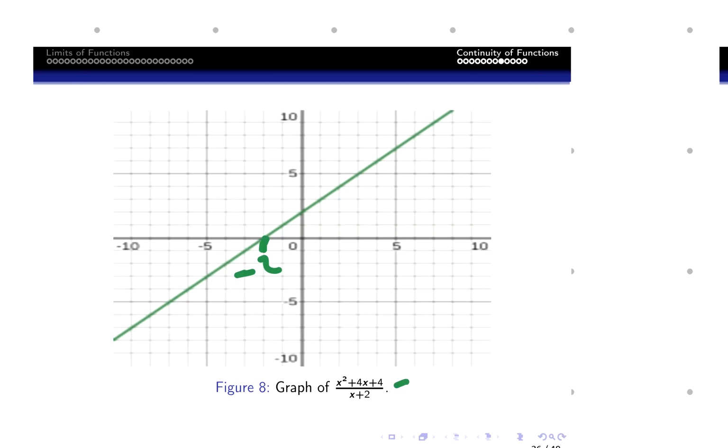That's x squared plus 4x plus 4 divided by x plus 2. So this cancels this, and you have x plus 2. So x plus 2 on its own is continuous. That's why you have the function as actually a continuous function.